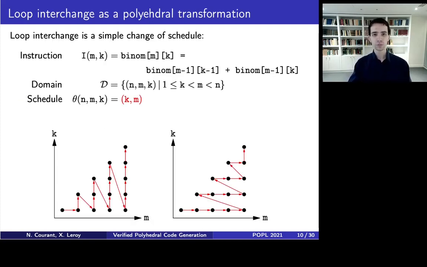For instance, loop interchange is easy to express as a polyhedral transformation. It suffices to change the schedule to iterate first on k, then m, instead of first on m, then k. The polyhedral program is the same, except for this change of schedule.